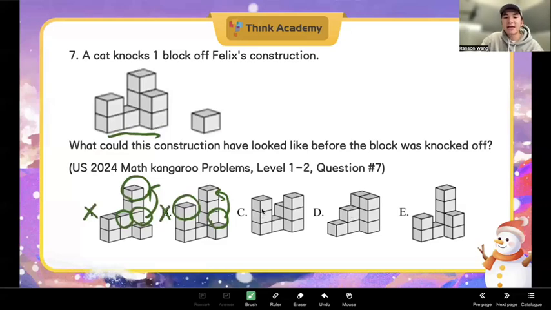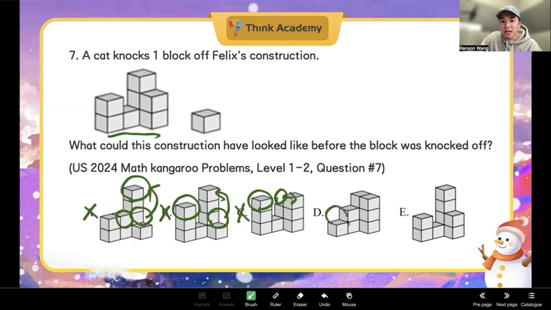And what about option C? First of all, this part, I can put the block back, but you see that it actually moved this block to here directly. So that's the second change. So that's also impossible. So what about option D?